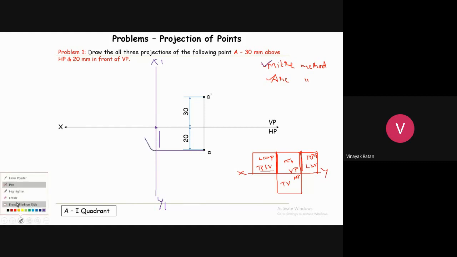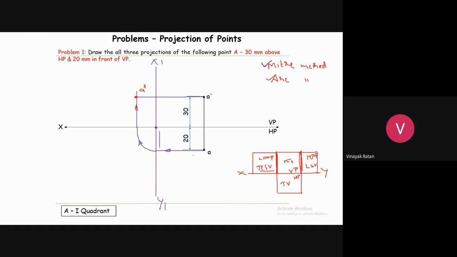You have to draw an arc like this and show the directions. Next, you have to take this vertically upwards and this horizontally to the left, and the intersection of these two will give you the side view, which is denoted by a double dash. So this is your arc method.